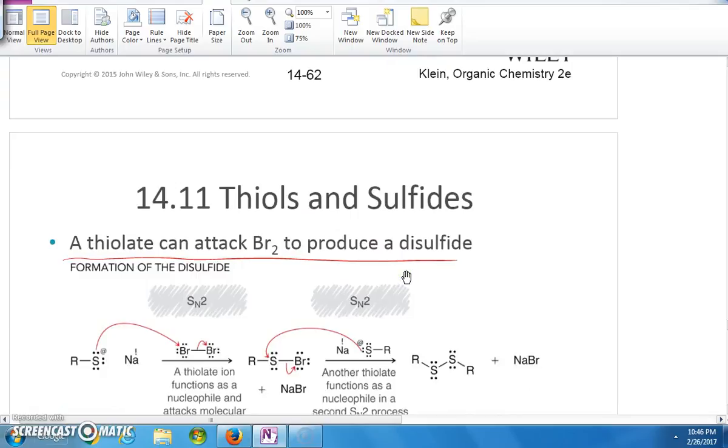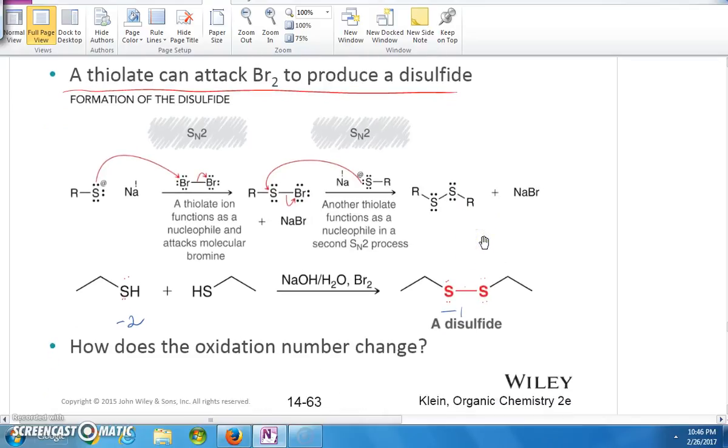Now the thiolate can attack the bromine to produce the disulfide. So you can see here, you start with two thiols and you get the disulfide. And notice that this is an oxidation, because you're going from -2 to -1. Notice how the thiolate attacks the bromine, and then you get this intermediate, which is now attacked by a second unit of the thiolate, and that's how you get the disulfide. So make a note of it.